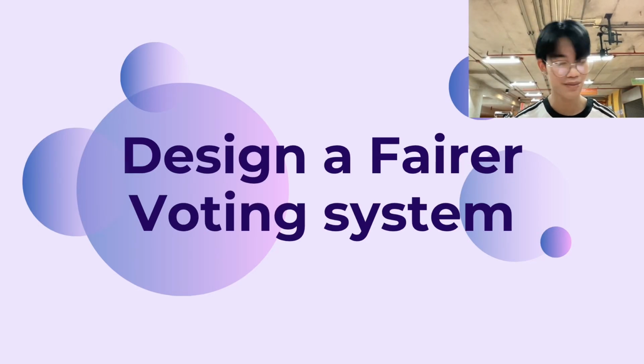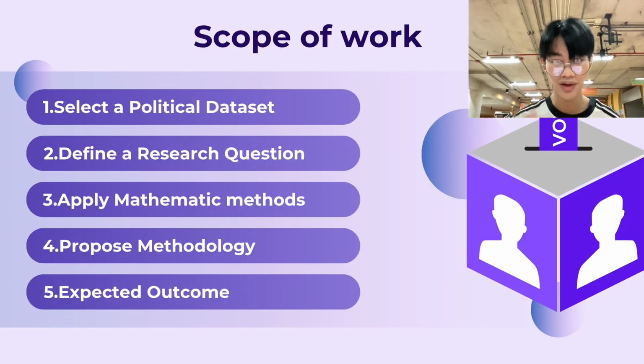We're going to present about the design of a failed voting system. The scope of work of our group is: first, select a political data set; second, identify a research question; third, apply a mathematical method; fourth, the purpose of methodology; and the last one is expected outcome.